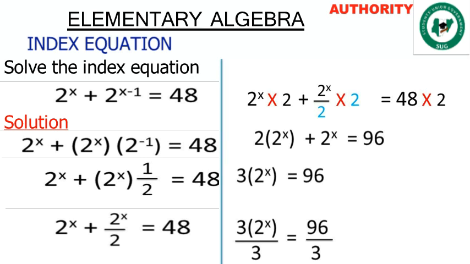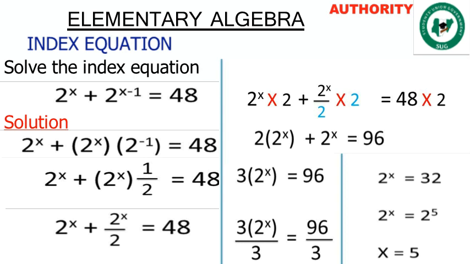So we have 3 of 2 raised to power x divided by 3 equal to 96 divided by 3. These 3 we cancel 3. We have 2 raised to power x equal to 32. 96 divided by 3 will give you 32. So we have 2 raised to power x equal to this 32. We reduce it to base 2. So that will have 2 raised to power 5. That means 2 times 2 times 2 times 2 times 2, it will give you 32.